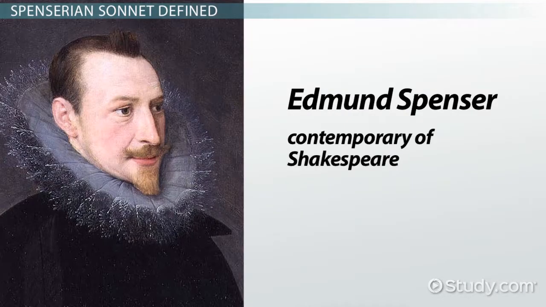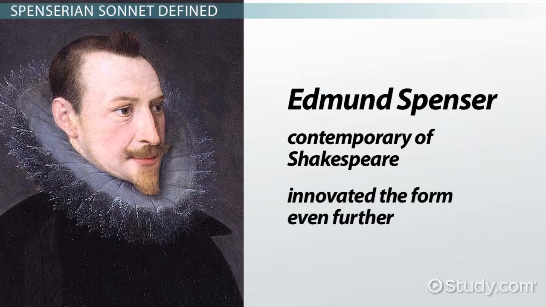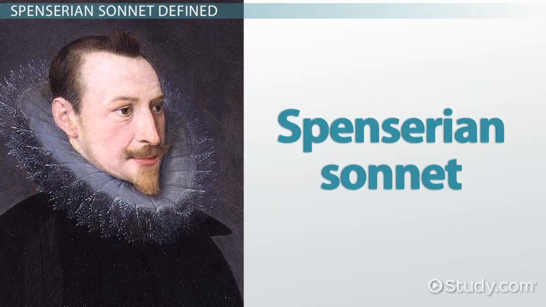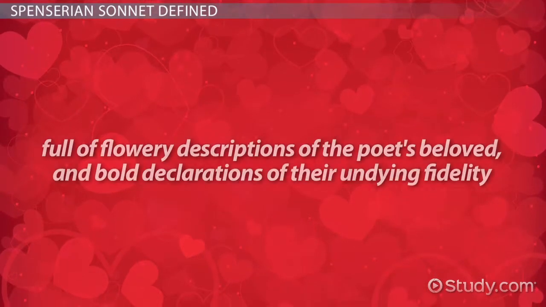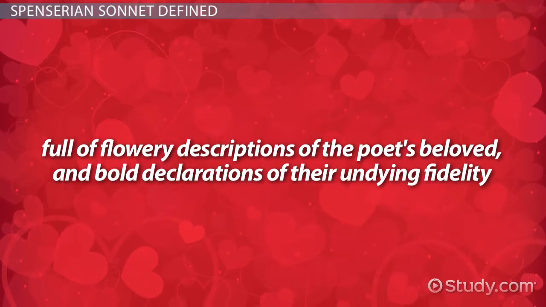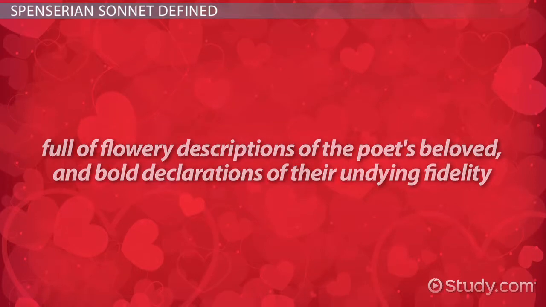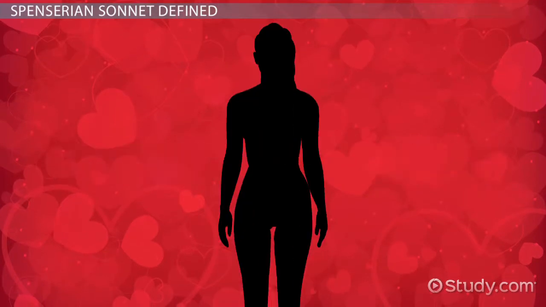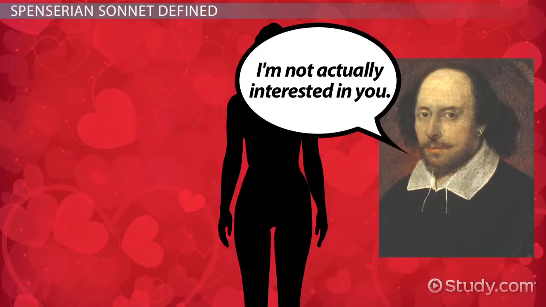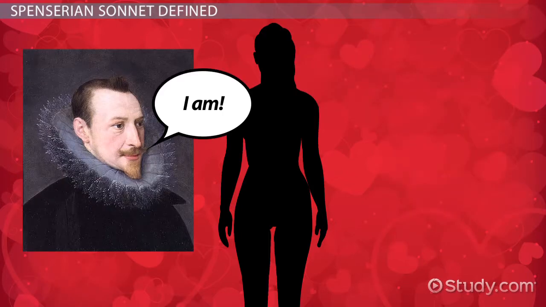Edmund Spenser, a contemporary of Shakespeare, innovated the form even further, and the resulting poetry has been called the Spencerian sonnet ever since. For centuries, sonnets of the Petrarchan and Shakespearean varieties have been associated with clichés of love poetry. They're full of flowery descriptions of the poet's beloved and bold declarations of their undying fidelity. Quite frequently, however, these poems express a passionate devotion to a woman whom the author was not actually interested in at all. Spenser, on the other hand, meant every amorous word he penned.